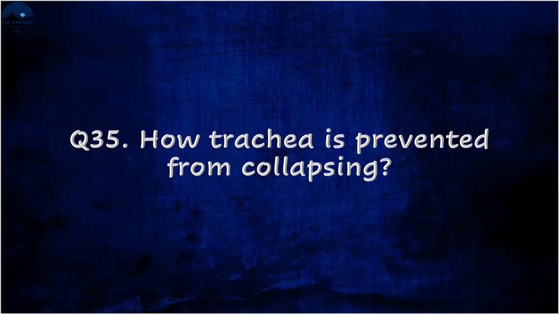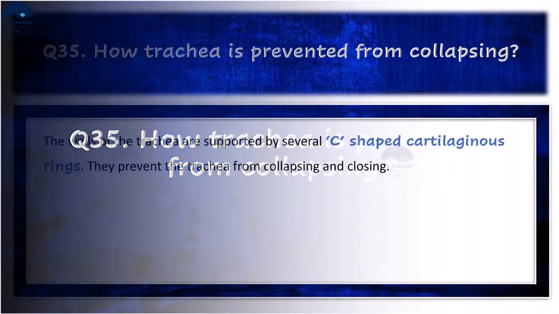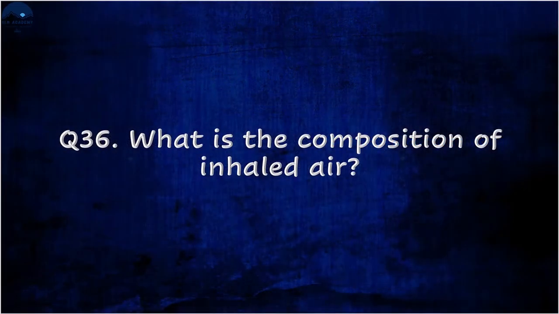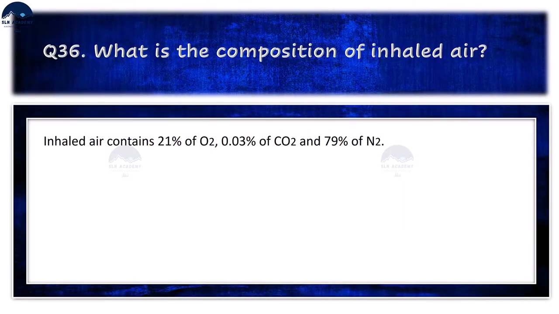Question 35. How is the trachea prevented from collapsing? The walls of the trachea are supported by several C-shaped cartilaginous rings. They prevent the trachea from collapsing and closing. Question 36. What is the composition of inhaled air? Inhaled air contains 21% of O2, 0.03% of CO2 and 79% of N2.